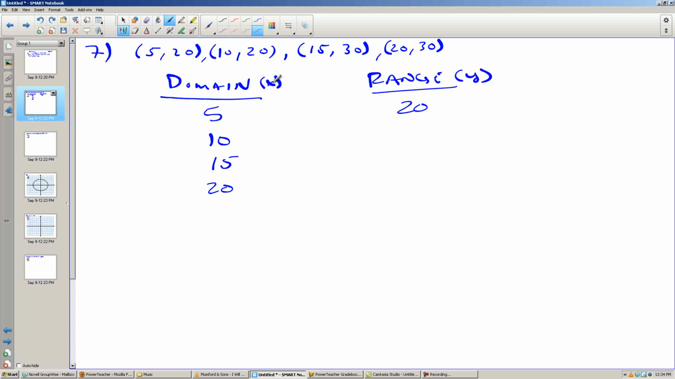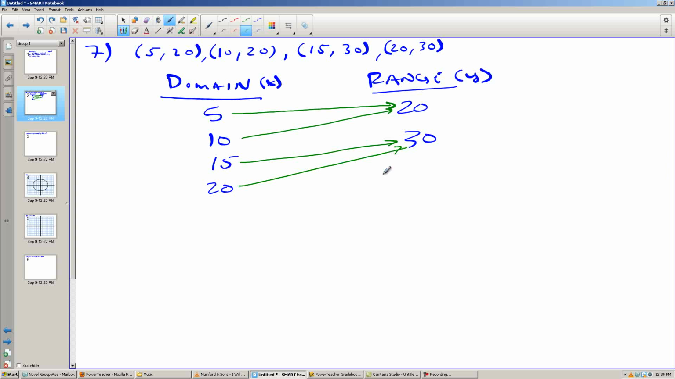Now that's written down twice. I don't need to write it twice, just once. And then 30 also appears twice. So if I look, this is my domain and my range. If I want to create a mapping, I would want to point from every input or domain value to the associated output. So input to output, input to output, and input to output.